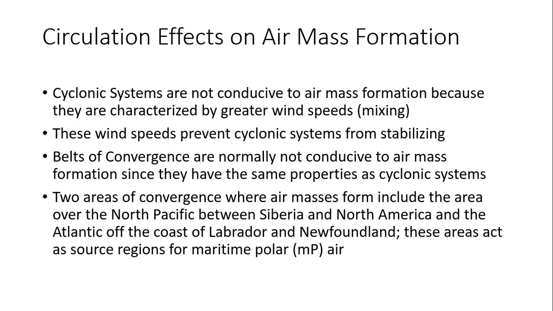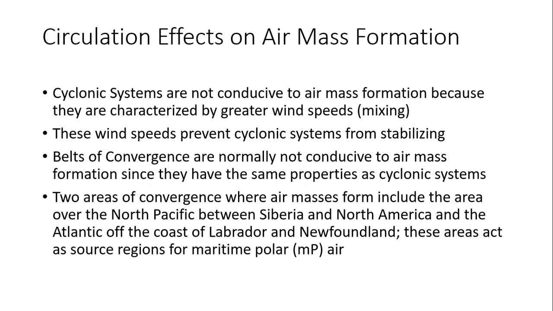Now, the belts of convergence, or converging air, are normally not conducive to air mass formation as well, since they generally have the same properties as cyclonic systems. Whenever you have converging belts of air, that air is going to tend to converge in the low levels of the atmosphere and then rise up in the vertical. So again, it's not a very stable situation. So you're looking for atmospheric stability.